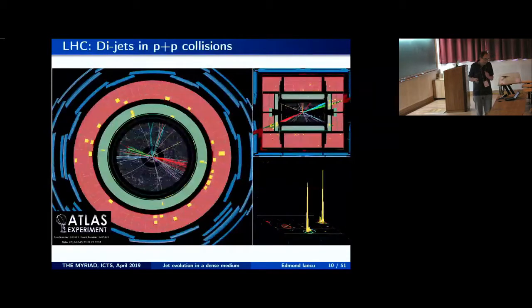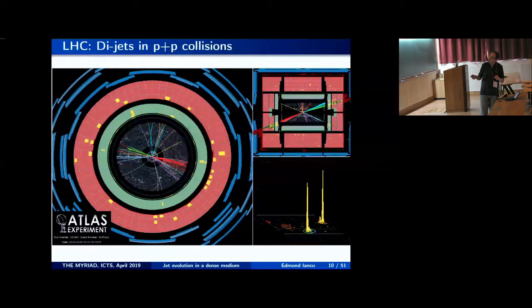So now, data from the LHC. And I'll start with an event in proton-proton collision, which really shows a clear signal for a pair of jets, the di-jet event in proton-proton collision. So this is a picture of the detector, a transverse projection. So the collision axis goes towards you, perpendicular on the cartoon, and this is the longitudinal projection.